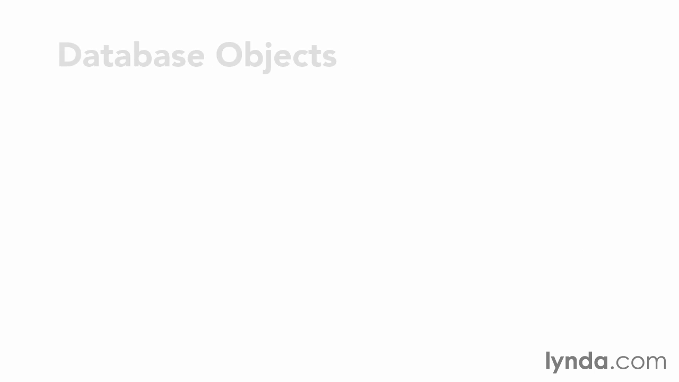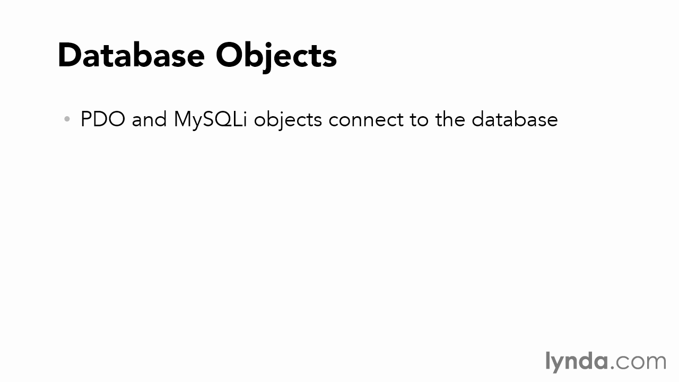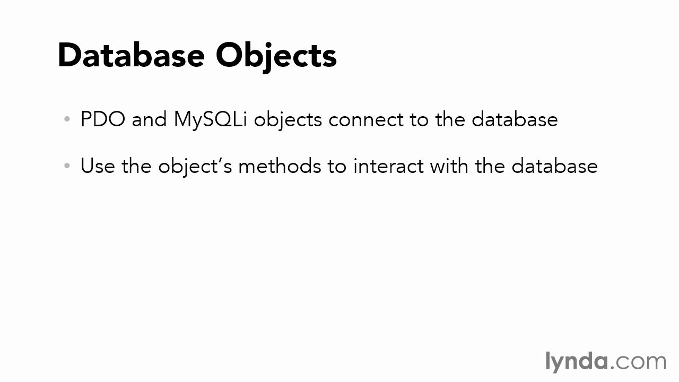So what has this got to do with database objects? Quite simply, the PDO and MySQLi classes that we'll be working with create objects that connect to the database. The example files use only one connection object, but you could create multiple objects to connect to different databases. Each object is independent, so you could use them to transfer data from one database to another. You use the connection object's methods to interact with the database, such as to execute queries.